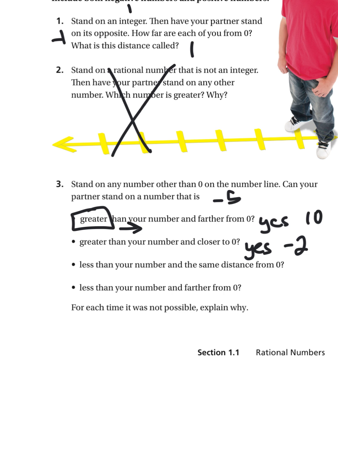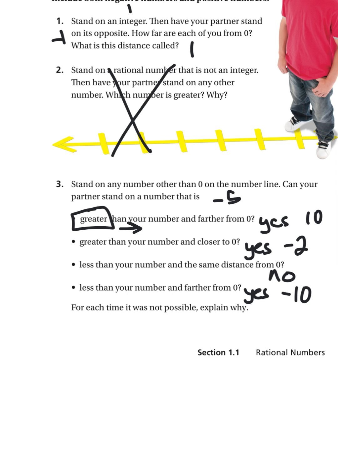And then less than your number, the same distance from 0? No, because we chose a negative number. The number the same distance from 0 is positive 5, and that's greater than negative 5. Okay, less than your number and farther from 0? Yes. If we went any further negative, so say we did negative 10, it's less than our number and further from 0.